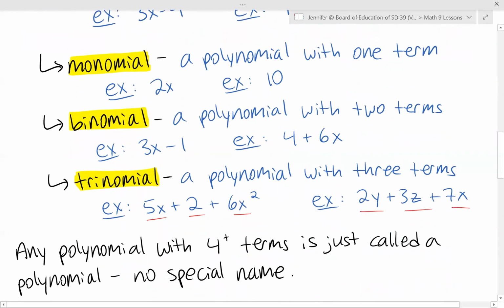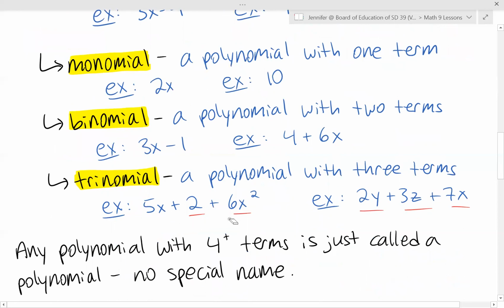Of course, sometimes polynomials will have way more terms than this. It could have 5, 6, 10 terms, whatever. But any polynomial with 4 or more terms is just called a polynomial. There's no special name for them. I'm sure there maybe is a special name somewhere, but we're only going to look at monomials, binomials, and trinomials. So those are all types of polynomials, but they specifically have another individual name based on how many terms there are.